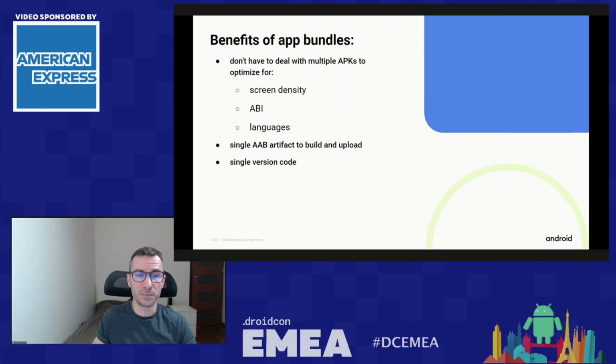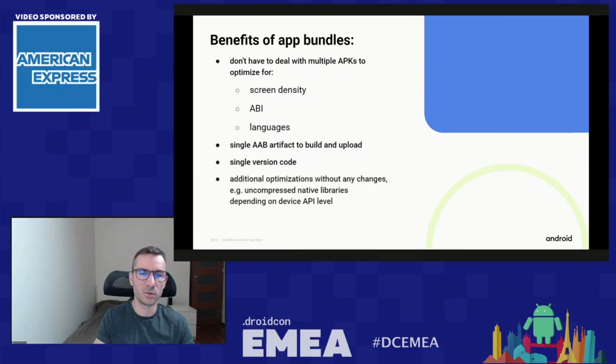But that's not all. The best thing really with app bundles is that you get even more optimizations in the future as Play develops and adds them without any work from you. One example that we added in the past years was serving uncompressed native libraries for achieving smaller updates and smaller on-device size, only for devices that support this. So depending on device API level. And that was really difficult to achieve before, even with multi-APKs.